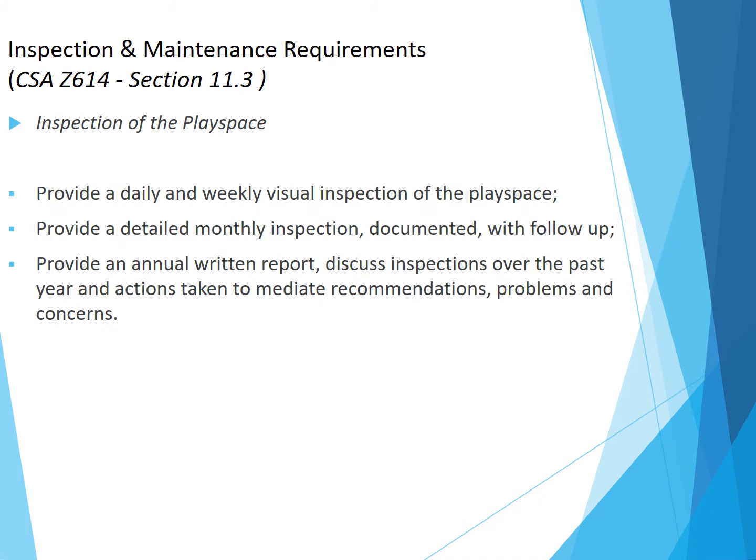Next, we'll talk about inspection and maintenance requirements as they relate to CSA Z614 Standard, Section 11.3, Inspection of the Play Space. In this section, they discuss providing a daily and weekly visual inspection of the play space, provide a detailed monthly inspection documented with follow-up, and provide an annual written report, discuss inspections over the past year, and actions taken to mediate recommendations, problems, and concerns.